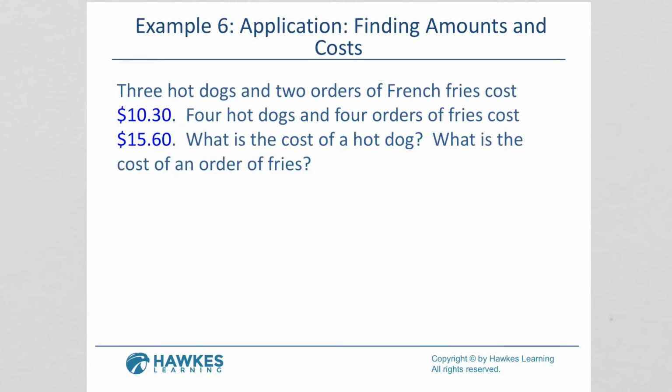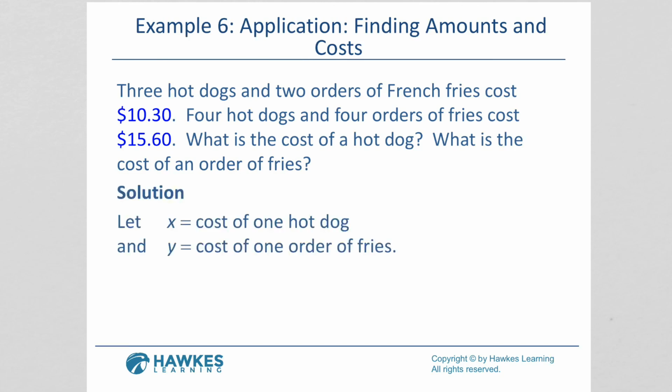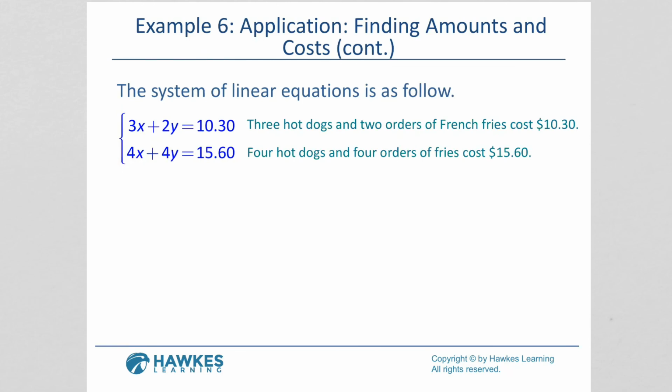Example 6, another finding amounts and costs. 3 hot dogs and 2 orders of French fries cost $10.30. 4 hot dogs and 4 orders of fries cost $15.60. What is the cost of a hot dog? What is the cost of an order of fries? We're going to let x equal the cost of 1 hot dog. We're going to let y equal the cost of 1 order of fries. The system of linear equations is going to be as follows.